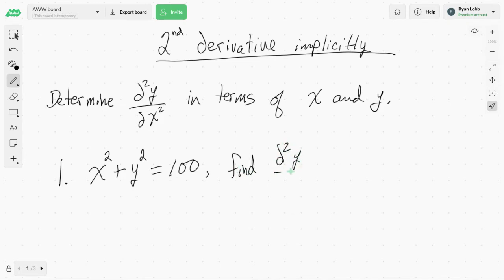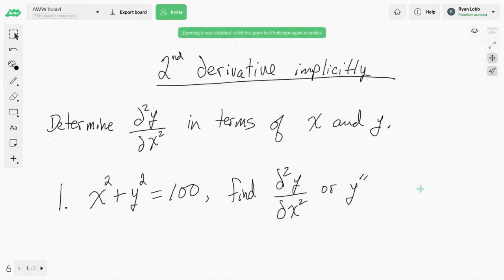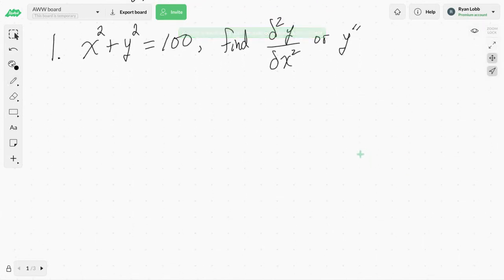So this is the notation d²y/dx², the Leibniz notation for second derivative. We might see this in a different problem, maybe in prime notation, saying find y double prime, something like that. But initially, the process is the same. We start, and we take the derivative with respect to x on both sides.